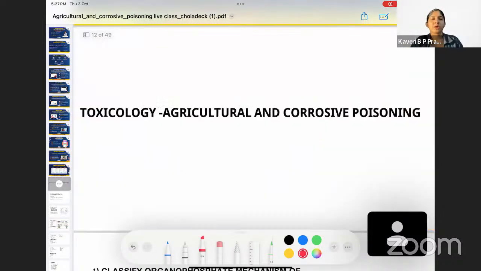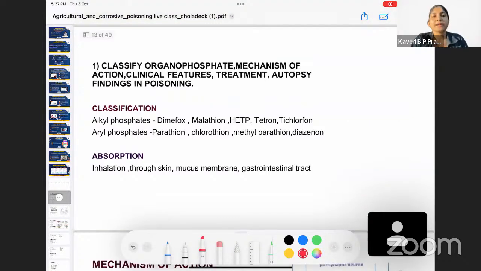Now, coming to the topic per se, this topic is going to cover all the important questions from agricultural and corrosive poisoning. Coming to the first question, it is a 10 marker. Here the question is, to classify organophosphates, you are asked to write the mechanism of action, the clinical features, treatment, and the autopsy findings in the case of organophosphate poisoning.